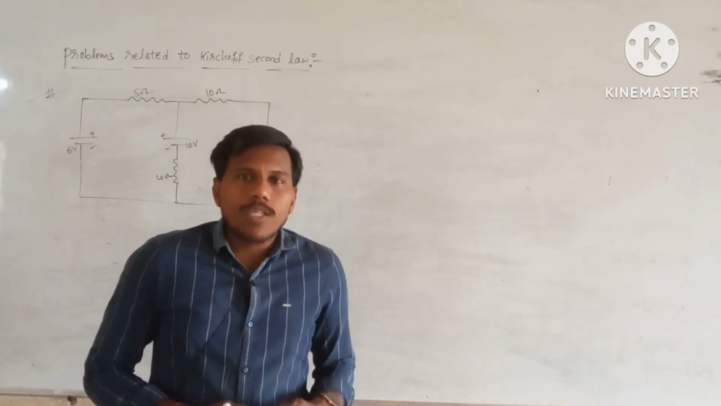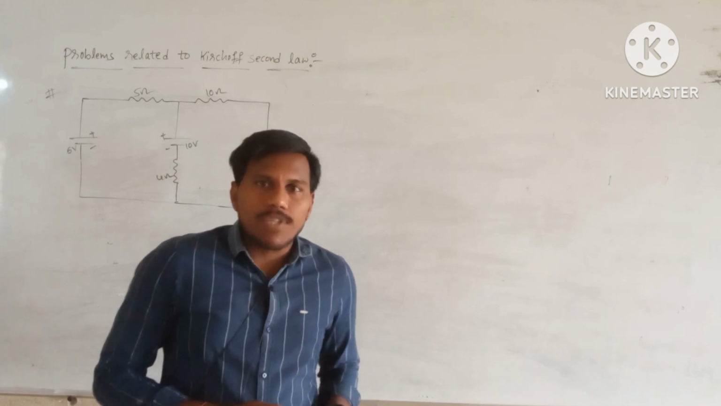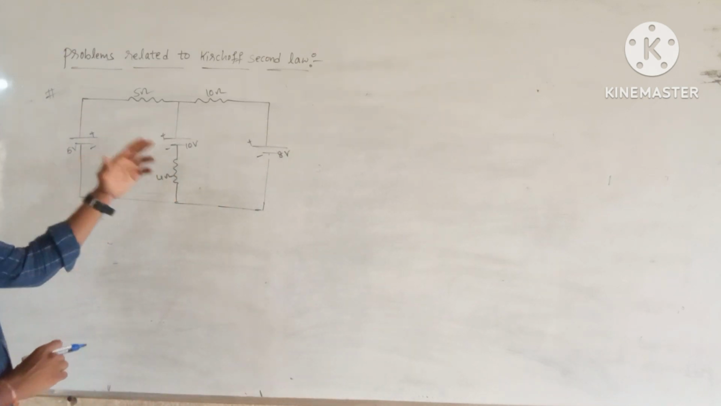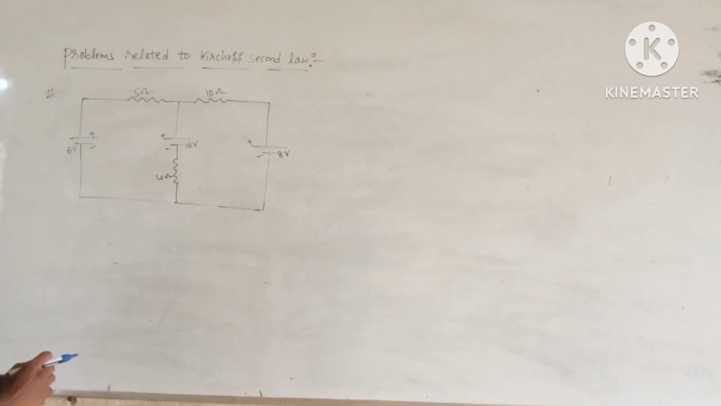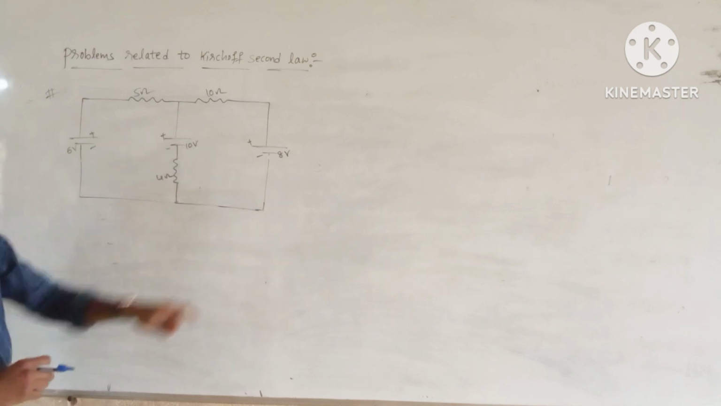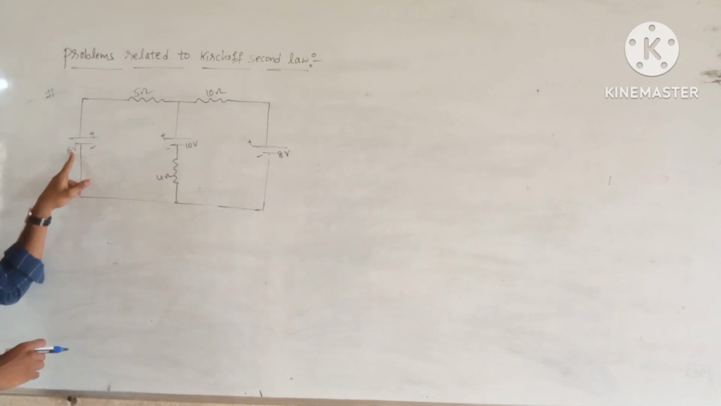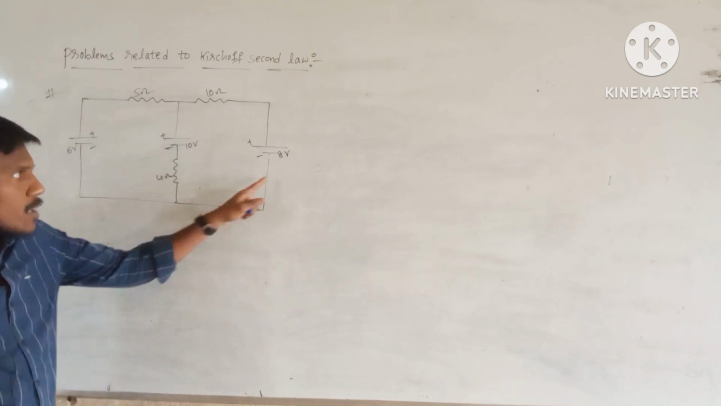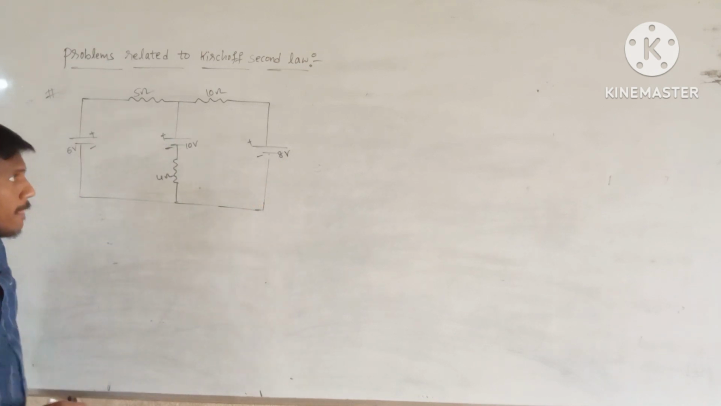Okay students, now I am going to solve one more problem related to Kirchhoff's second law. Here in this diagram, three cells are there: first cell, second cell, third cell. The first cell has a potential difference of 6 volts, the second cell 10 volts, and the third cell 8 volts.